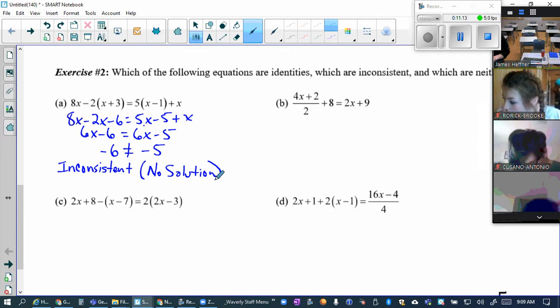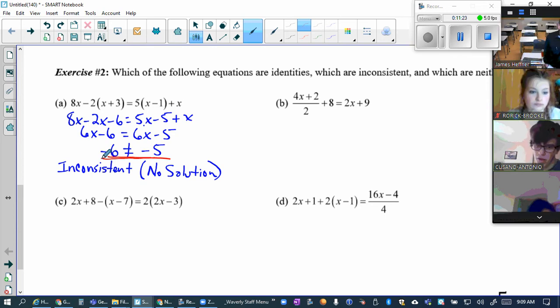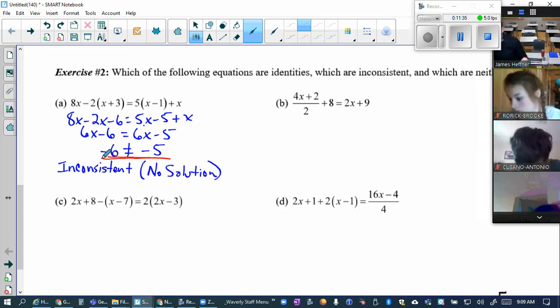What if we had gotten to this point here and got -6 equals -6? What would you say about it then? That's true? An identity. Yeah, that's an identity, right? So that would mean all real x values are solutions to that equation. Like anything you plug in for x would make it true, wouldn't it? Okay. All right, go ahead and try part B.